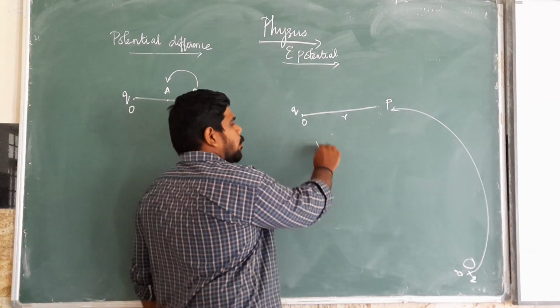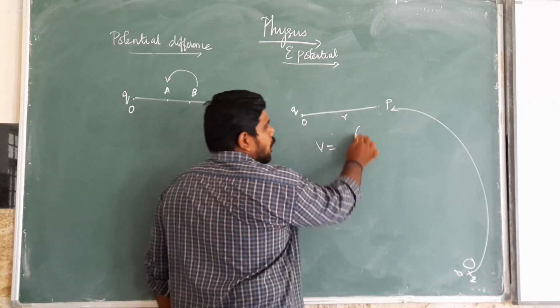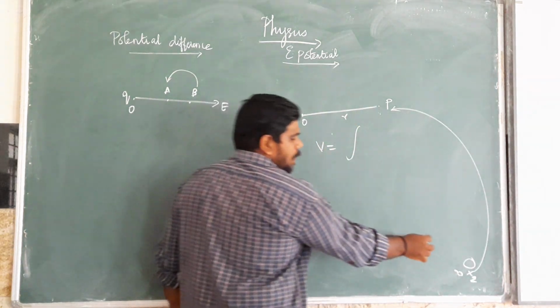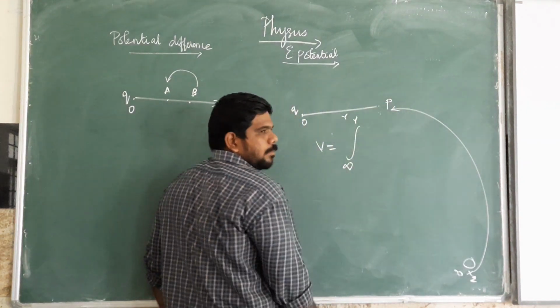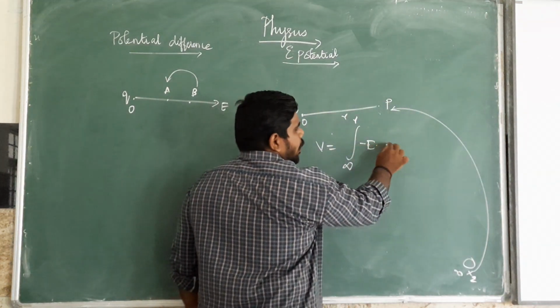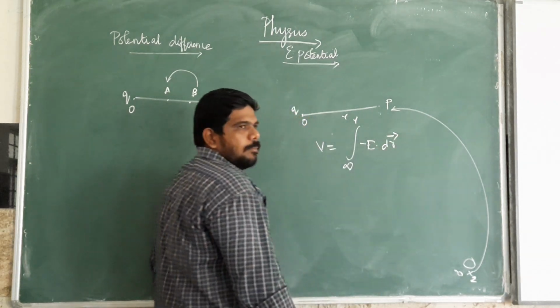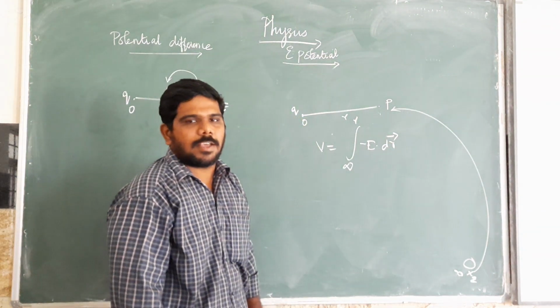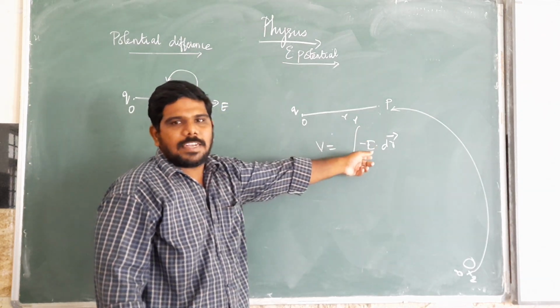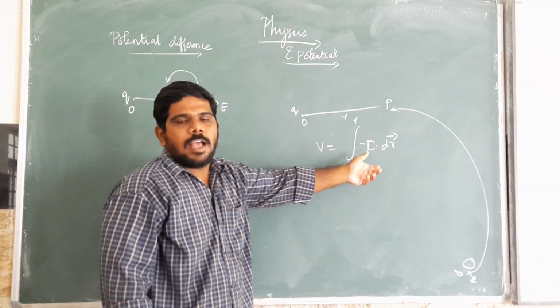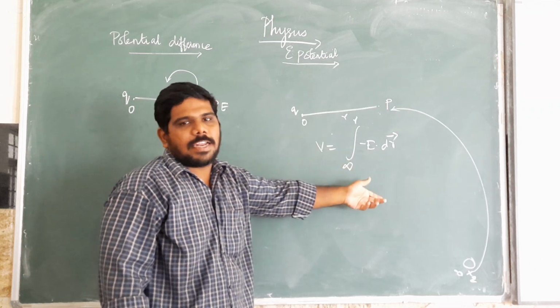So the derivation for potential V is equal to the integral, as we are moving from infinity to R, of minus E dot dr. Why do we take the minus? Because we know that the electric field is the negative gradient of potential.